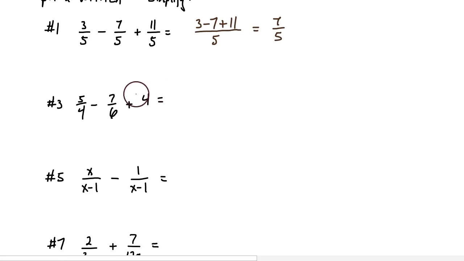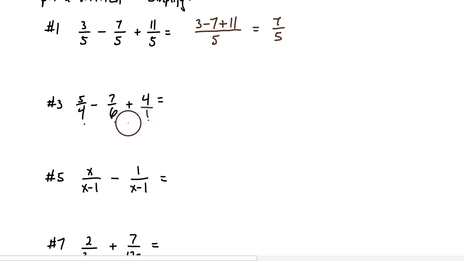Number 3, we have a similar question. 5 over 4 minus 7 over 6 plus 4 over 1. Any whole number can be given a denominator of 1 to help you visualize it as a ratio. We cannot add or subtract these without a common denominator. Let's find the lowest common denominator. It is the LCM of these three denominators, the least common multiple of 4 and 6 and 1.